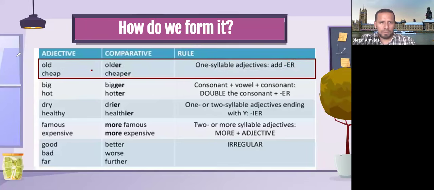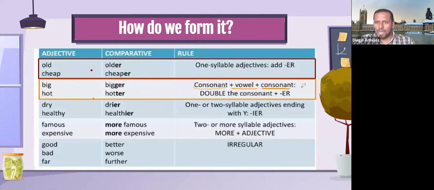We have another pattern here. This is the second pattern. It says big, bigger; hot, hotter. What is the rule? Consonant, vowel, consonant: we double the last consonant, and additionally you need to add er. For example, big has consonant, vowel, consonant, so you need to duplicate the last letter: bigger. The same happens with hotter. If you have this pattern, you need to double the last letter.